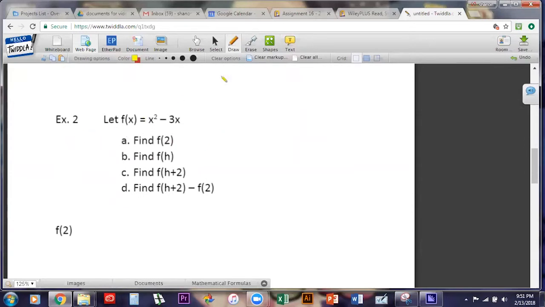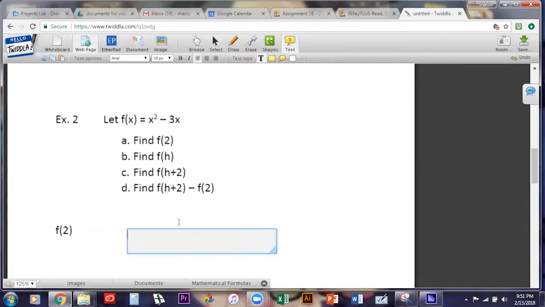In example 2, let f of x equals x squared minus 3x. We're asked to do 4 different things. Find f of 2, find f of h, find f of h plus 2, and finally find f of h plus 2 minus f of 2. Notice all of these instructions are very small and simple, even though they might imply a lot of math that needs to be done. So we're going to start with f of 2.